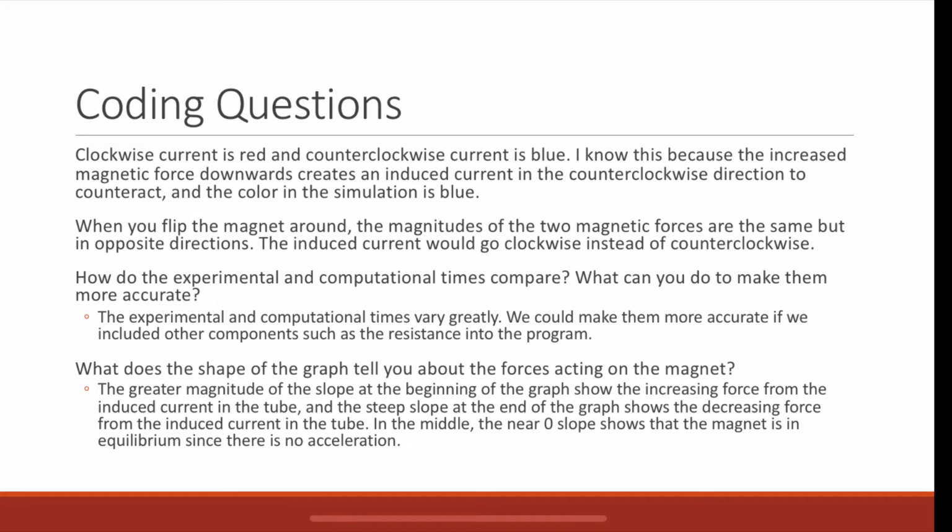If you were to flip the magnet around, the magnitudes of the magnetic forces would be the same, but they would be in opposite directions. Like that current would be in the clockwise direction, it would be red.